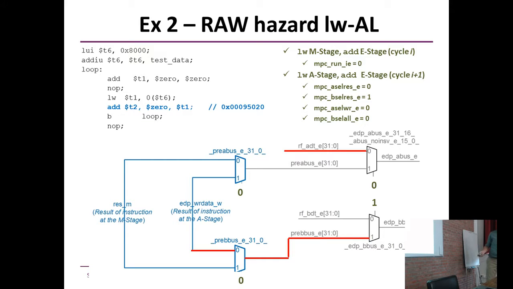So, in this case, we'll have a 0 value for MPC run when the add instruction is at the E stage and the load instruction is at the M stage, and then we'll forward the value from the load. Why these are the values? Because the second operand is the one we are forwarding, and it comes from the A stage. That's why we select a 0 here. So the path would be from the A stage, where the load is now, we are forwarding a value to the E stage, right?